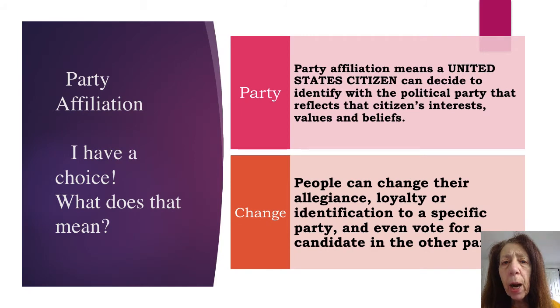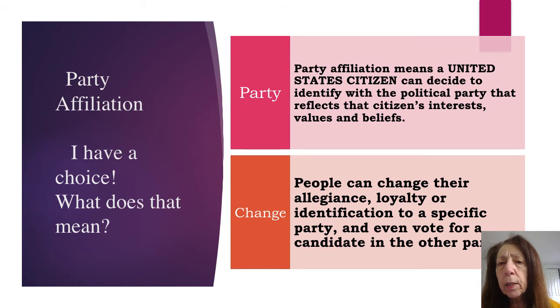This is now called a party affiliation. But what does it mean? It really means that I have a choice. Every citizen of the United States has a choice. I can decide what party I want to be with. I can also choose my parties and flip-flop or fluctuate. So every citizen can decide which party he wants based on the party's beliefs.